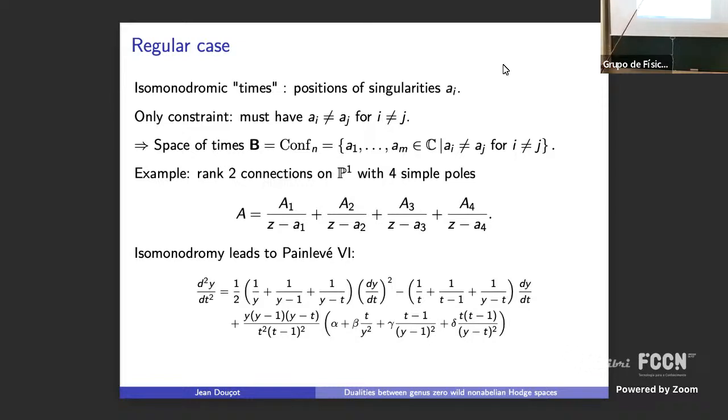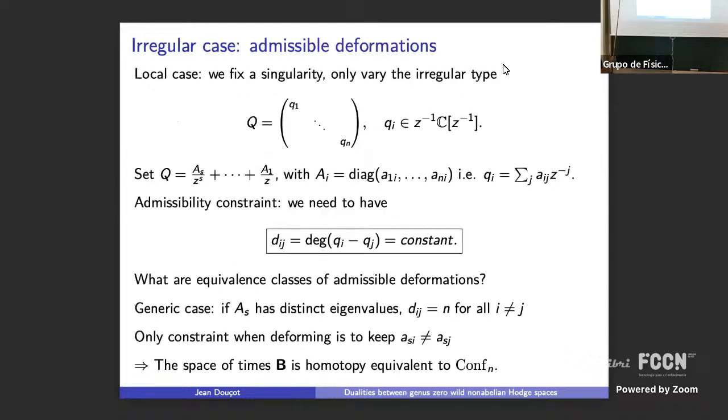And in this case, if you take the case with 4 simple poles on connections of rank 2, SL2, then you can parameterize things in such a way that the isomonodromic deformations lead to Painlevé-6. But now, what happens about the space of times in the irregular case? Now I want to move not only the positions of the singularities, but also the coefficients of my irregular type. And so here I'm just focusing on, let's say we fix the positions of the singularities and we just consider moving the Qi's, the coefficients of my irregular type.